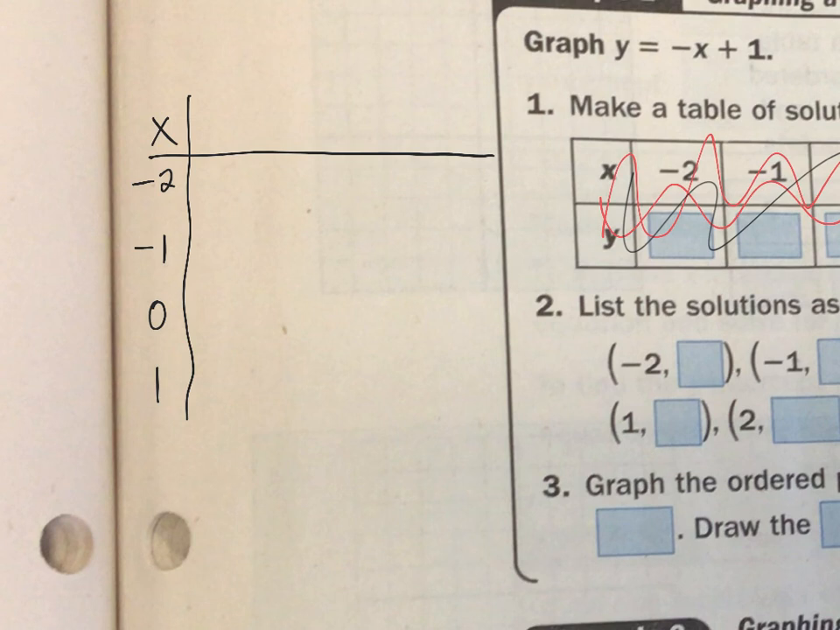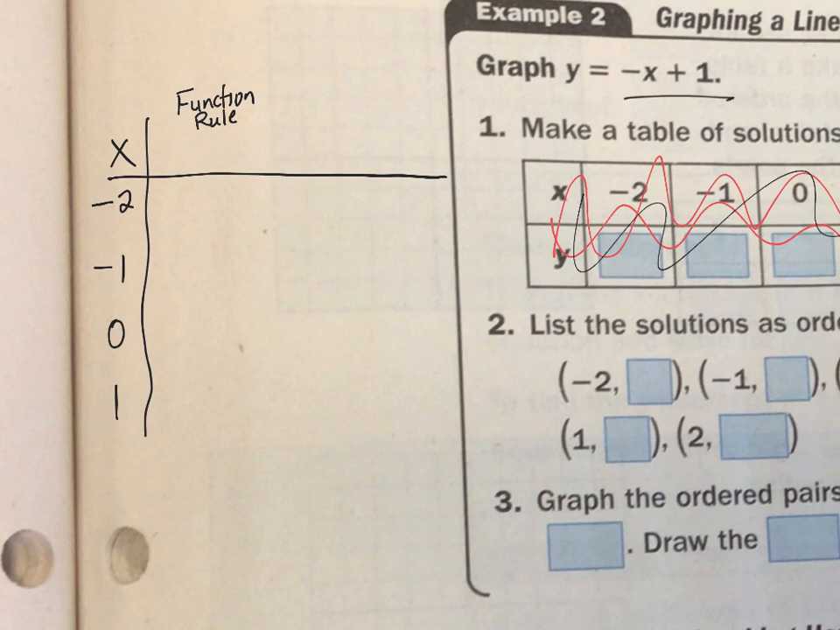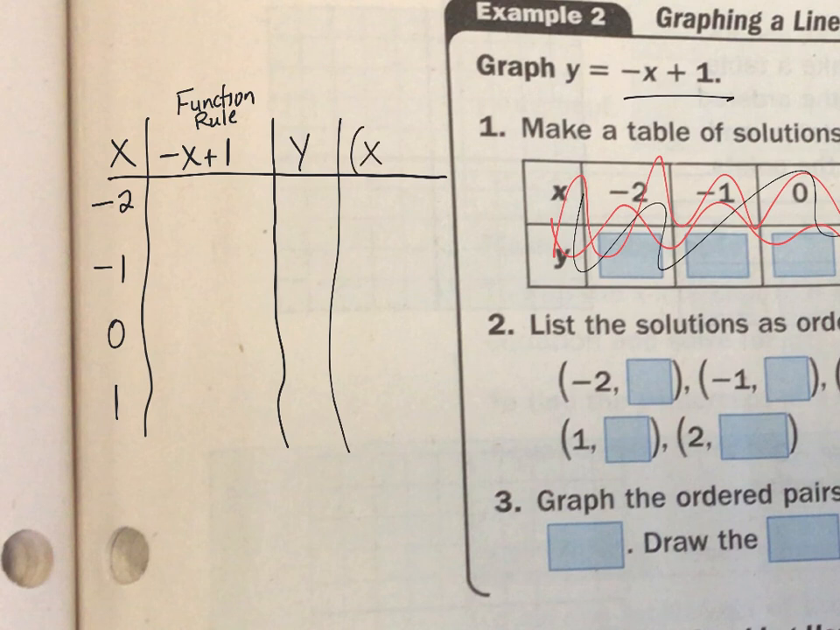Now, we put the function rule right in here. The function rule goes in here, and that is whatever y is set equal to. Well, look at y is equal to -x plus 1. That's the function rule, whatever y is equal to. When we plug in these values, we get a y value back, which then gives us an ordered pair. We would have the x that we used here, and then we would get the y out. That gives us an ordered pair.